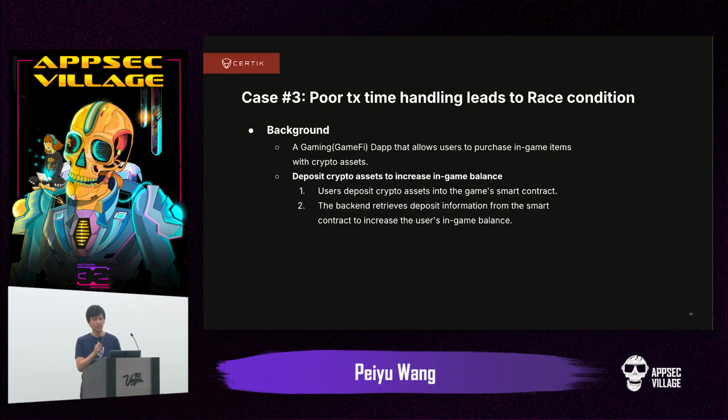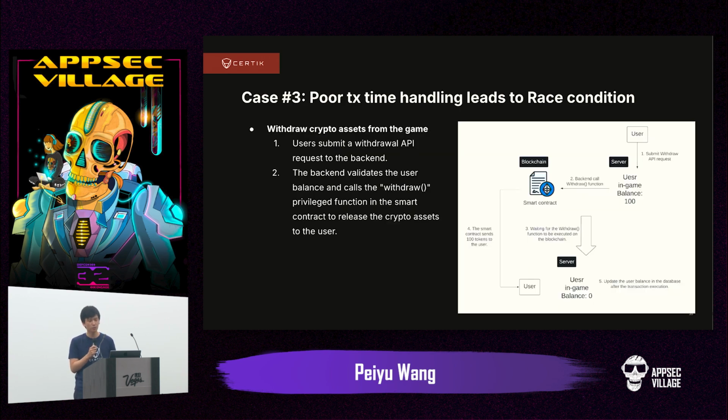The next one is pool transaction time handling leading to race conditions. This is a gamified Dapp that allows users to purchase in-game items using crypto assets. In the deposit workflow, users deposit crypto assets into the game smart contract, and then the backend retrieves those deposit informations from the smart contract to increase the user's in-game balance. And the interesting part is the withdraw crypto workflow.